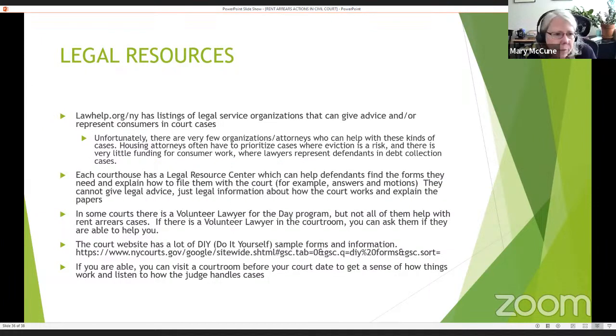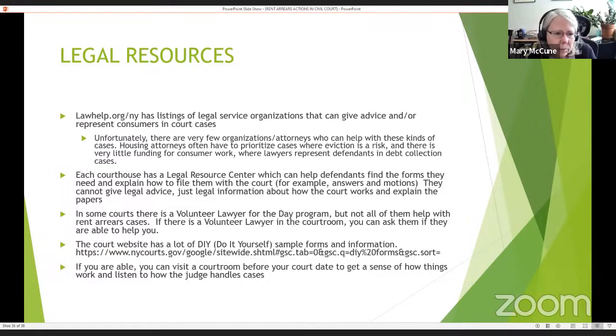These are just some of the resources that are available. I already mentioned on an earlier slide that lawhelp.org/NY has listings of legal services organizations that can give advice or represent consumers. Unfortunately, there's no funding for this work. There are very few organizations and attorneys who can help. We are so overwhelmed with the need.